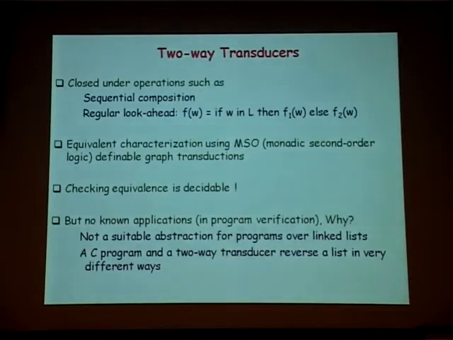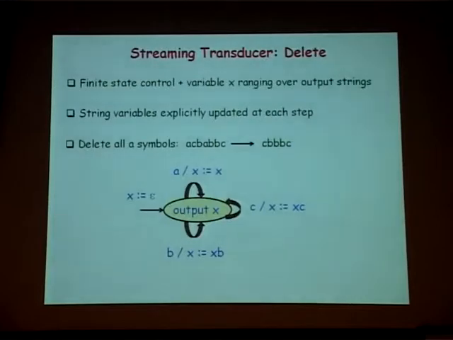So what I'm going to show you, hopefully convince you, is that the alternative model that we have is an interesting alternative. So I'm going to call these streaming transducers. The reason to call them streaming is that unlike a two-way transducer, this transducer does not store input. You process the input symbols one at a time. So in the context of algorithms, it's like a streaming algorithm. It has finite state control.